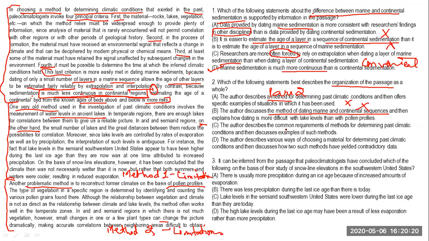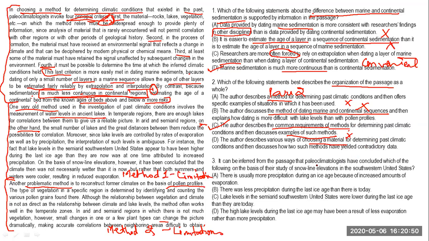C says the author describes the common requirements of methods, common requirements as in the 4 principal criteria, for determining past climatic conditions, and then discusses examples of such methods. Yes, method 1, method 2 are the examples of such methods. C should be the correct answer. D says the author describes various ways of choosing a material, not a method. So this also goes out.